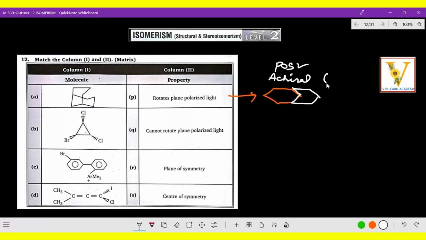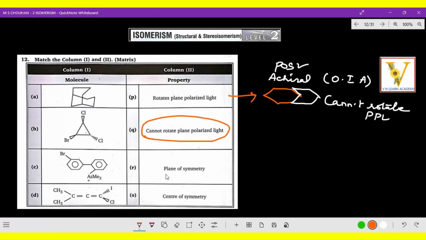Okay, so this is actually POS is present and it is achiral. Achiral means what? Optically inactive. And the next one, POS is present means it cannot rotate PPL, plane polarized light. Yes, this Q is correct. And even R also is correct. So for that A, what are the things possible? Here Q and R. Q cannot rotate PPL and plane of symmetry. So these are the two things possible for option A.